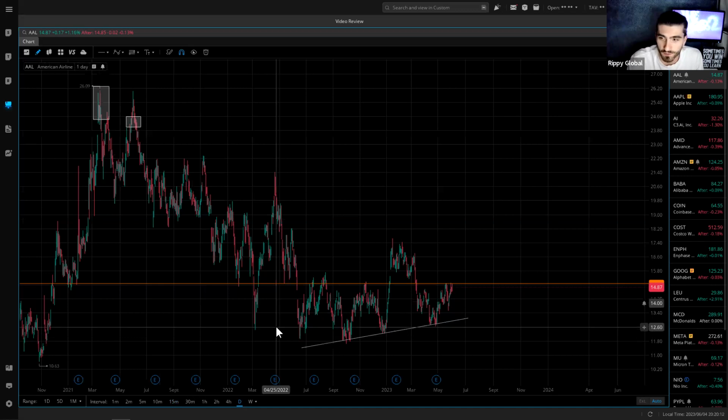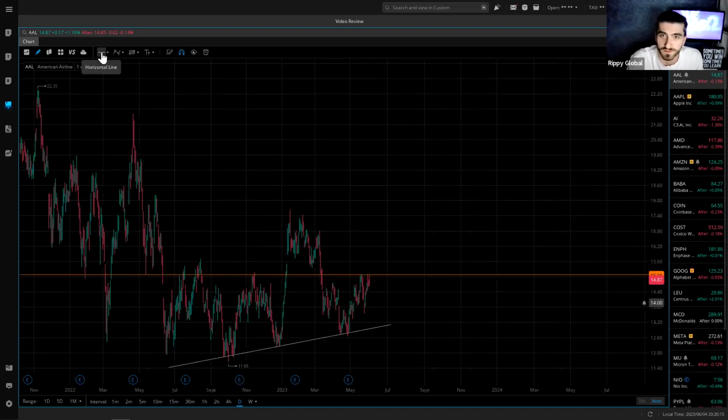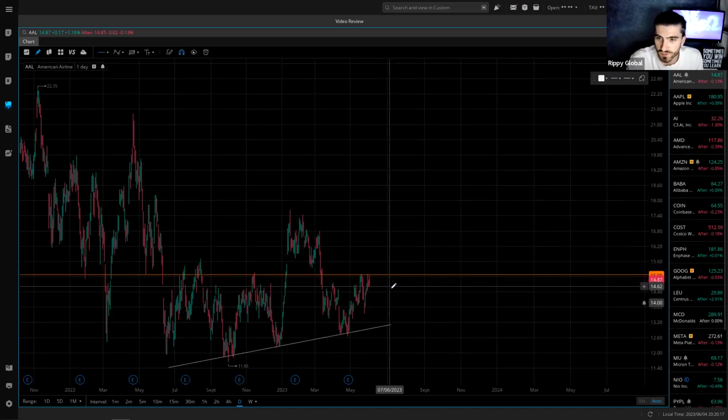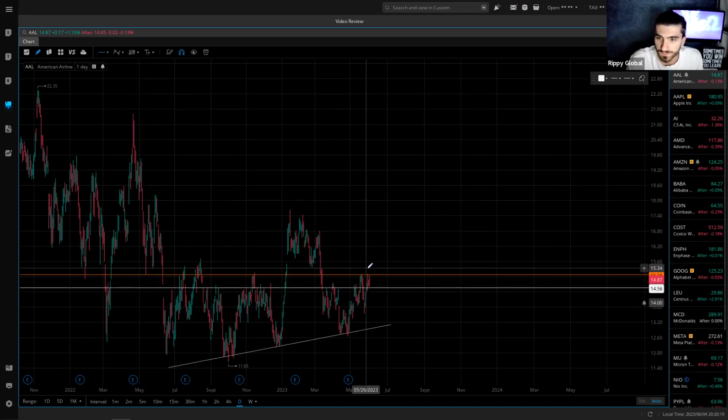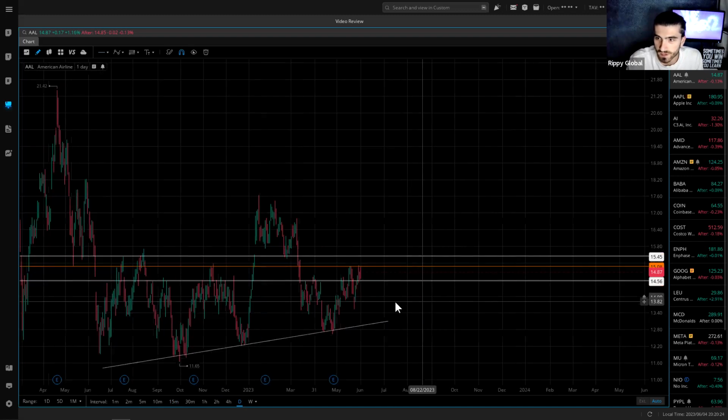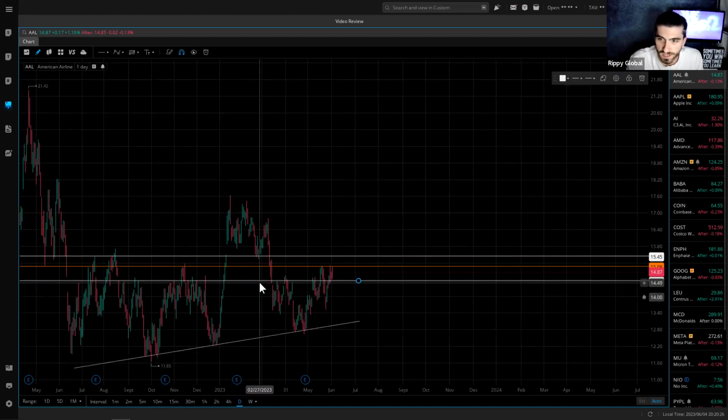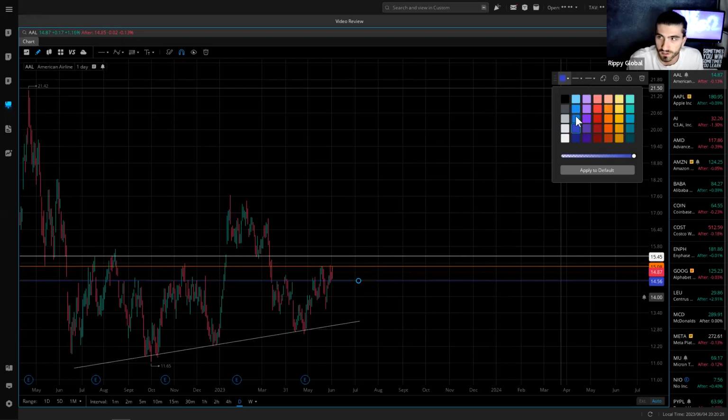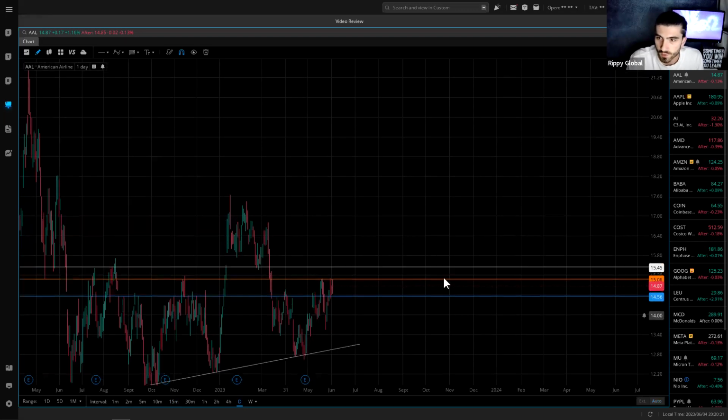So yeah, this is American Airlines, and last thing before I switch over: heavy support, heavy resistance. The main thing I want you guys to focus on is that we have a main support at around $14.50 a share. I'll make that blue. We are currently rejecting the first PT for resistance, I would say, at around $15 a share.